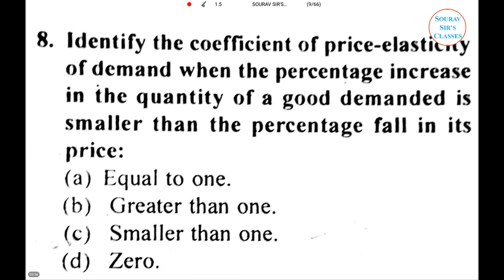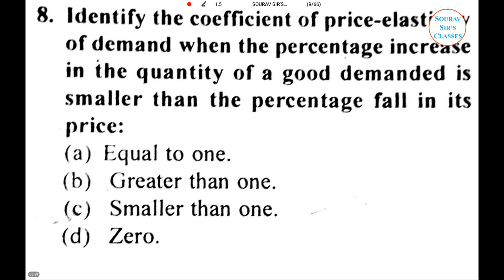Identify the coefficient of price elasticity of demand when the percentage increase in quantity demanded of a good is smaller than the percentage fall in its price. Now, the answer to this is C. Why? Because price elasticity of demand is given by the formula percentage change in Q over percentage change in P, and there will be a minus sign because both are moving in opposite directions. So when the percentage change in Q is smaller than the percentage change in price, elasticity of demand will be less than 1. Okay.